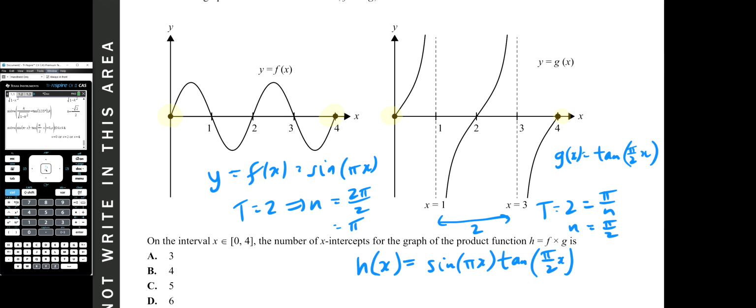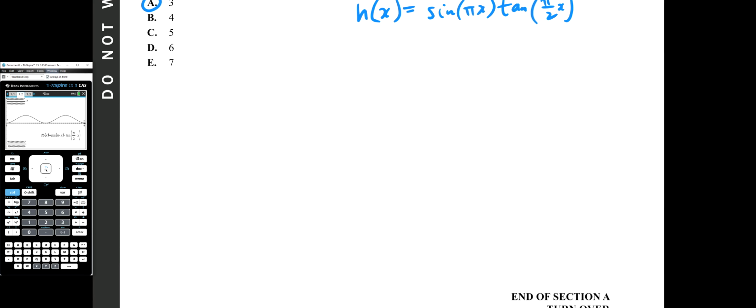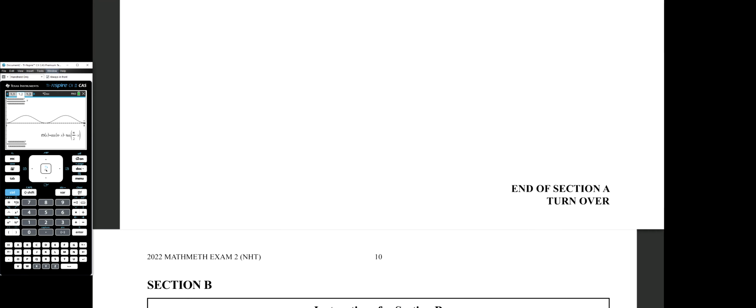Let's double check that on a graph. So Control I, add graphs, and let's type in that same thing. Sine of pi times x and tan of pi over 2 times x. And there we go, between 0 and 4. So menu 4, 1, change the x values to 0 to 4. And there we have it. So x equals 0, x equals 2, x equals 4. There, that's 3 x-intercepts, which means that the answer is option A. And there we have it. That right there is the end of section A, which is the end of the multiple choice section.